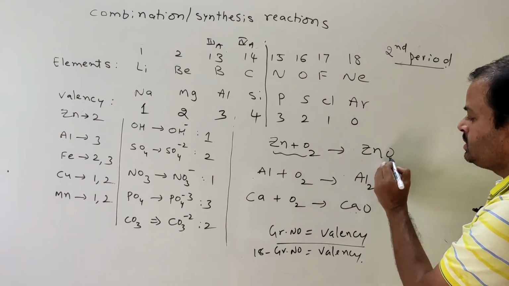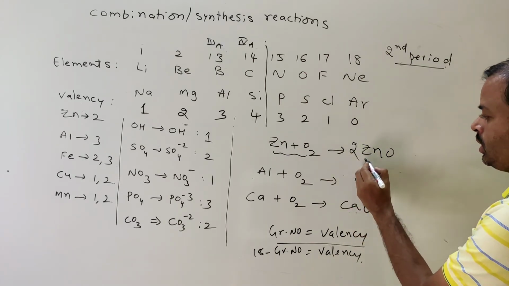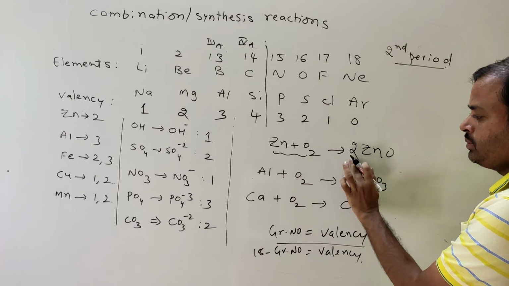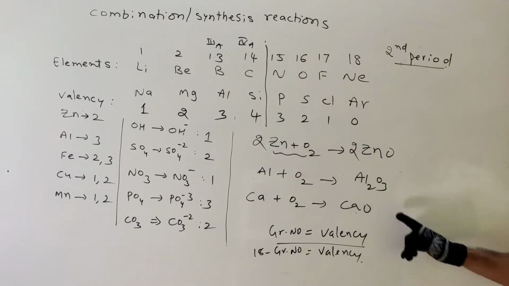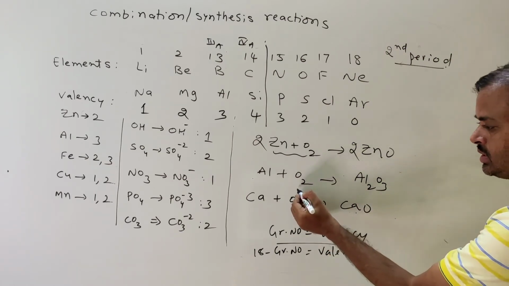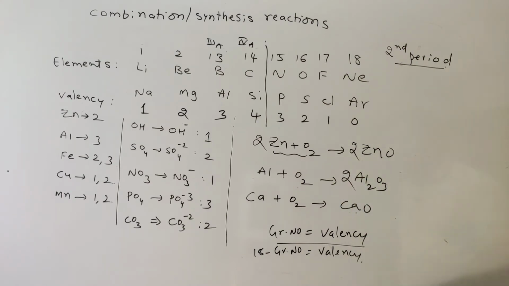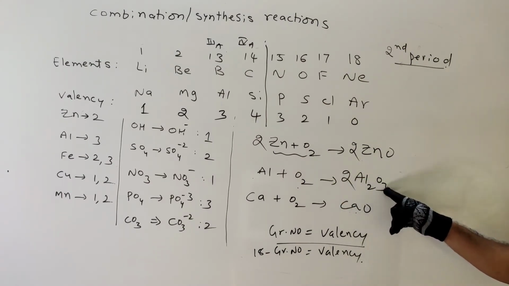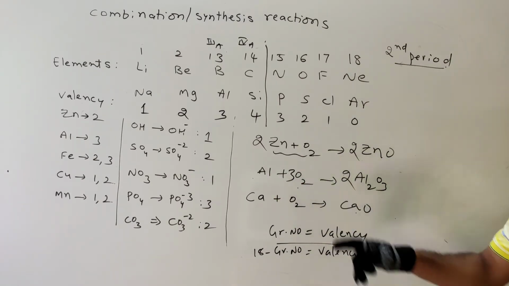So here 2 oxygens are there, here only 1 oxygen, that's why place 2 here. So now zinc atoms 2, place 2. Okay, now Al2O3, so here 2 atoms, here 3 atoms. So this is an even number, here this is an odd number, that's why double it to get an even number. 2 into 3, 6. So to get 6 atoms, place 3 here.